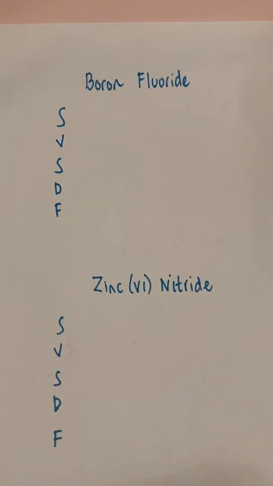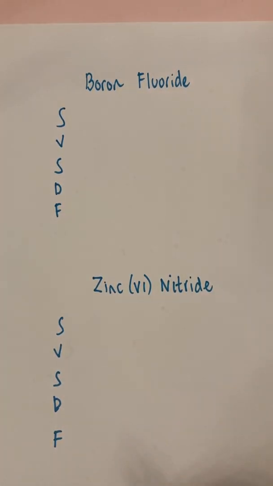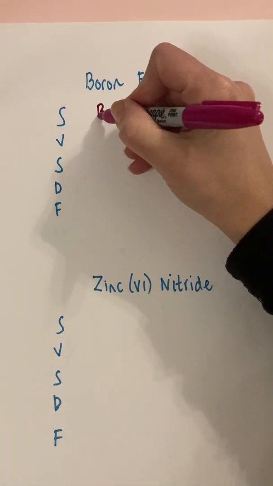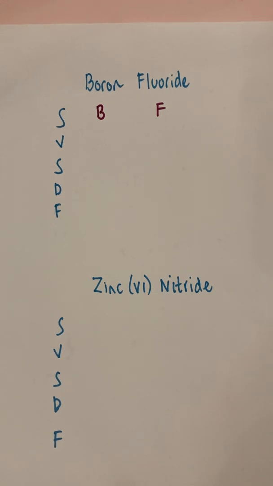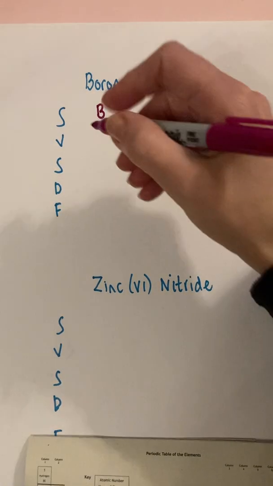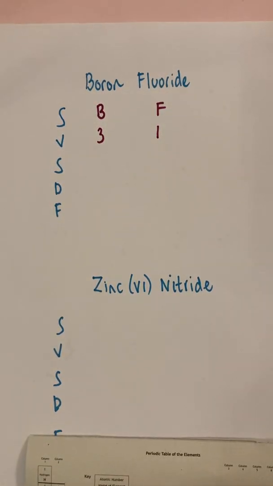So our first example here is boron fluoride. When I'm using the SVSDF method, which is the valency method, my first thing to do is to write down the symbols of the elements present. So boron and fluorine. Secondly, V is for valency, so I write the valencies down. Boron has a valency of 3, and fluorine has a valency of 1.